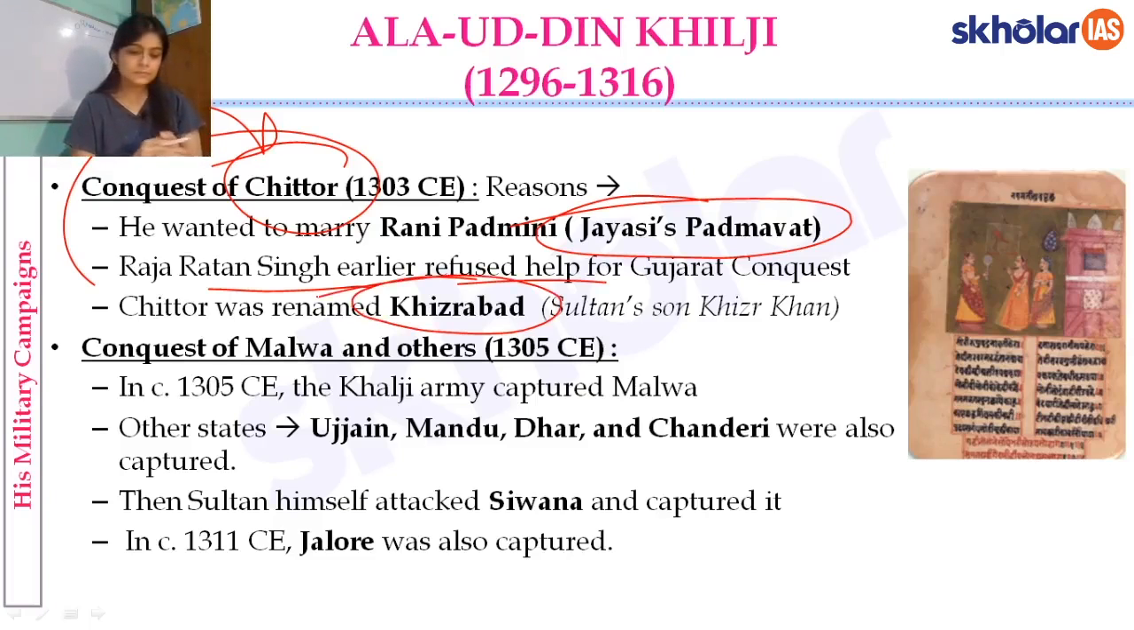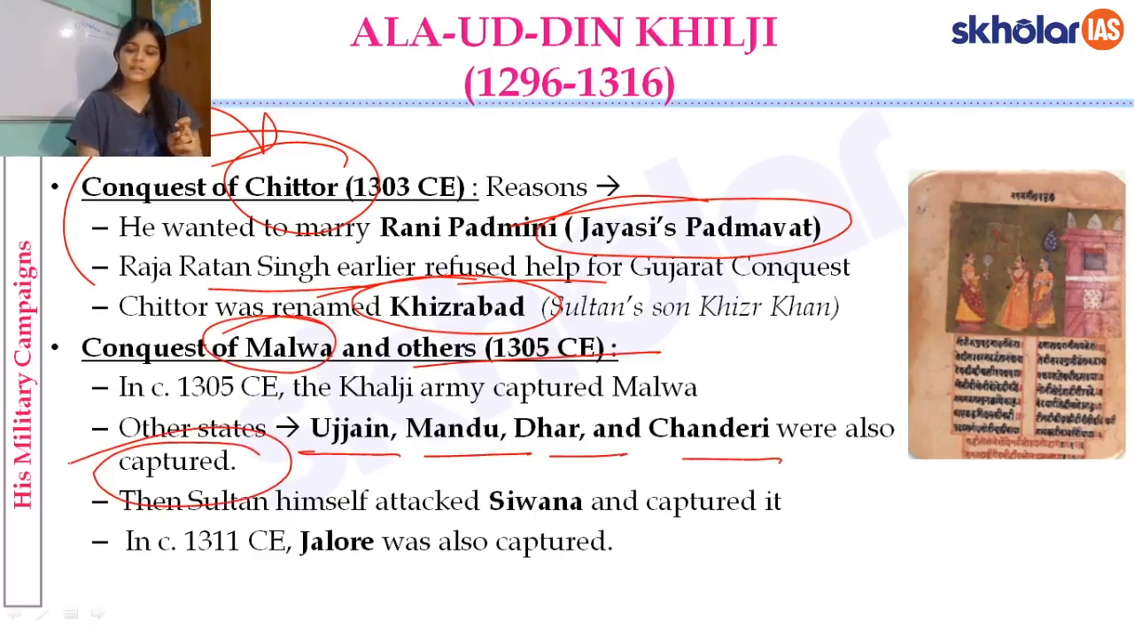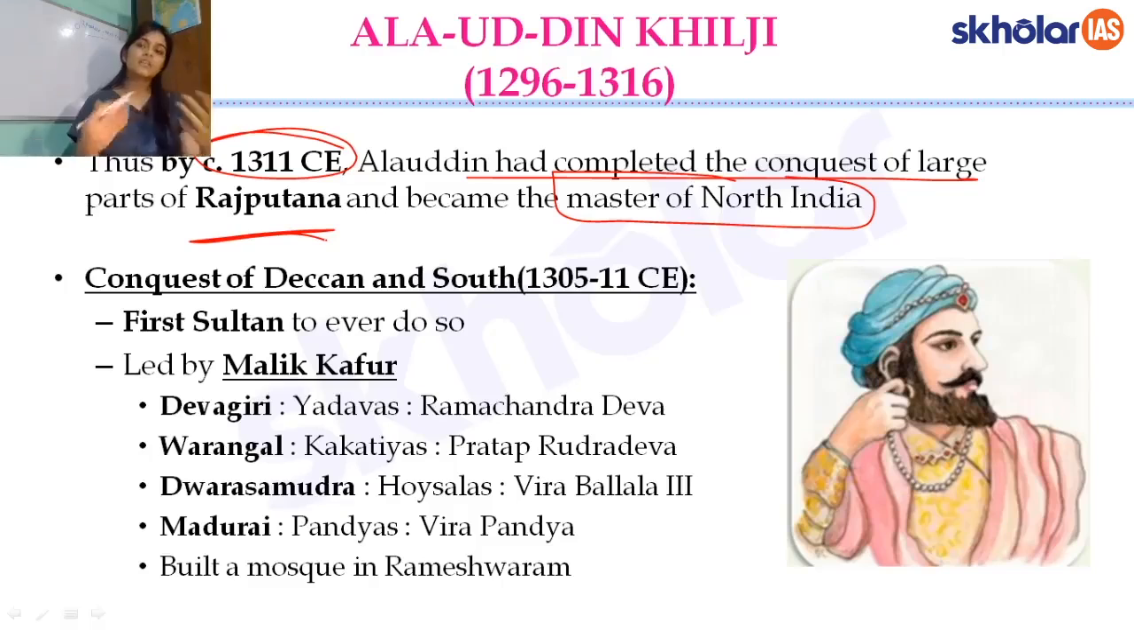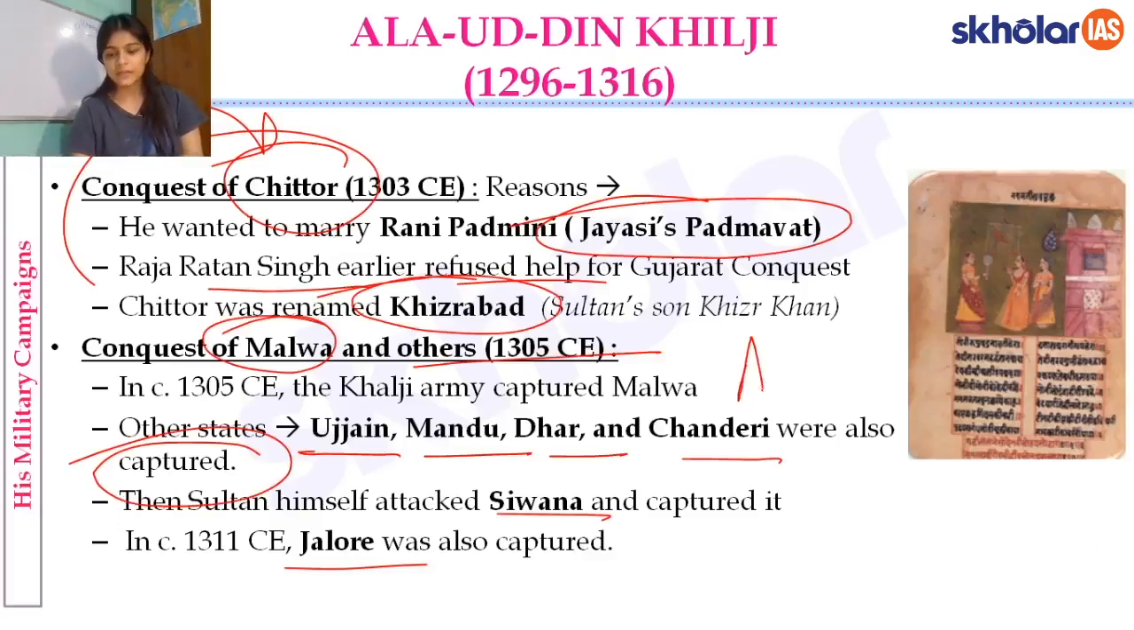And then he moved to Malwa and others, and he conquered Ujjain, Mandu, Dhar. These are the regions around central India, and these were also conquered. Then Sivana, Jalore. So ultimately, by 1311, he conquered the complete North India, and he conquered large parts of the Rajputana.